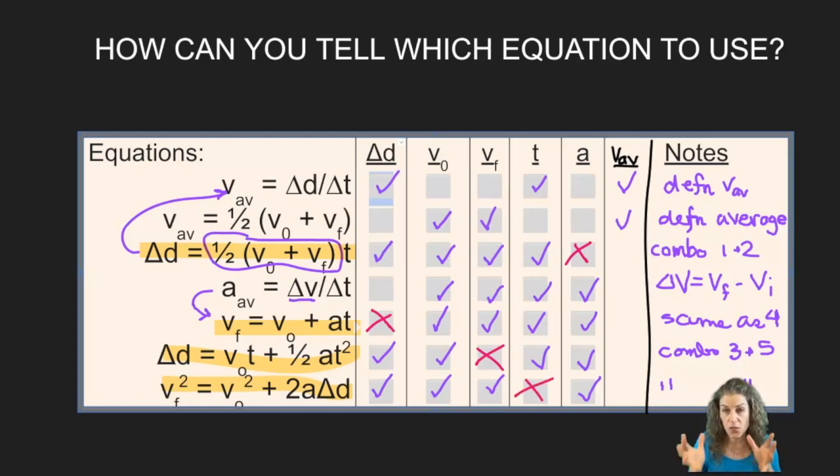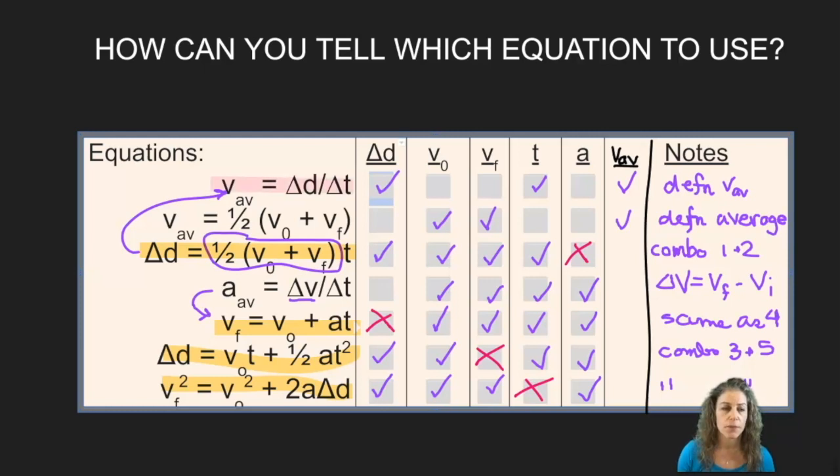This means that these 4 equations are a really great bank of equations to use for any possible kinematics problem, with the exception of average velocity. To find average velocity, you're going to need to probably use this first one more than any of them. And that's the one that you will find yourself often defaulting to.